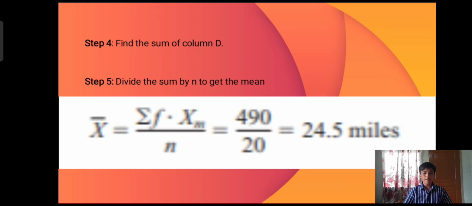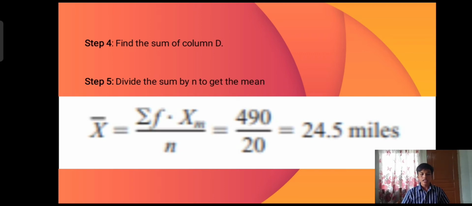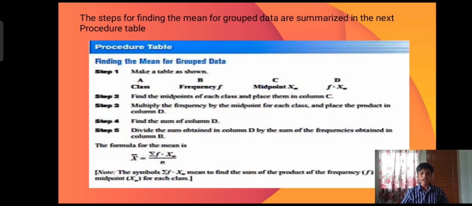Step 5. Divide the sum by n to get the mean. So, x bar equals the sum of f times x divided by n. The sum of fx is 490, divided by n, which is 20. So 490 divided by 20 equals 24.5 miles. The steps for finding the mean for grouped data are summarized in the next procedure table. Here is the procedure table for finding the mean of grouped data.